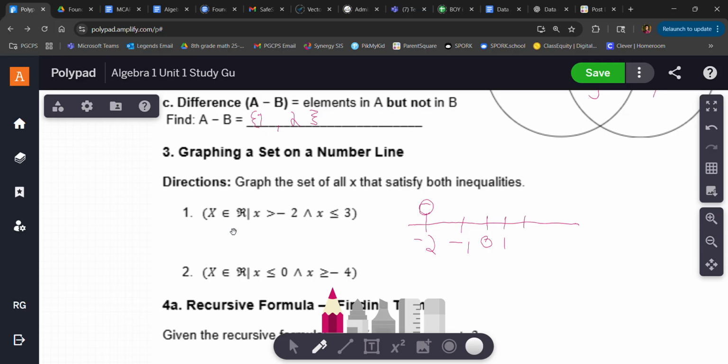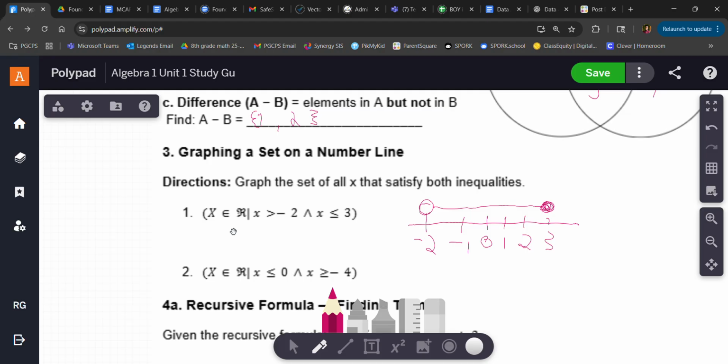So I'll draw my positive 1, 2, 3. Because x can be equal to 3, it'll be a closed circle. And all the numbers in between on this number line fulfill the properties of x. Greater than but not equal to -2, less than or equal to 3. So scholars will do the same thing for number 2, right?